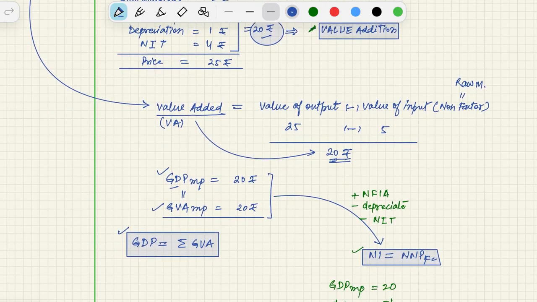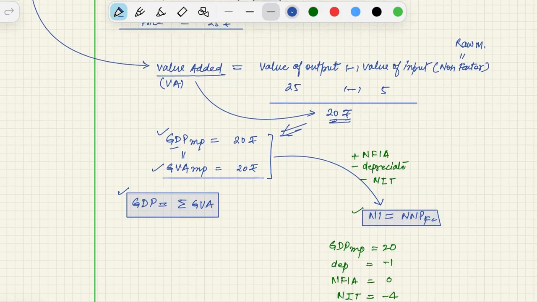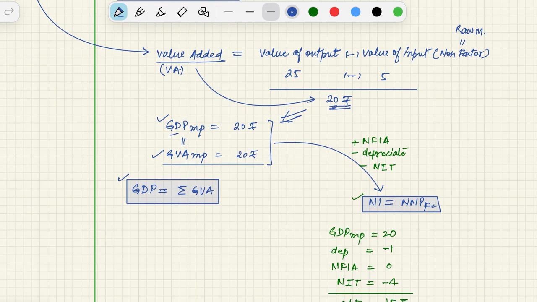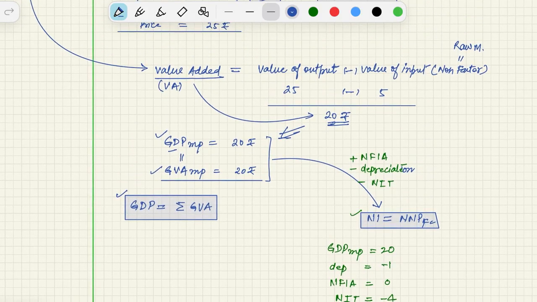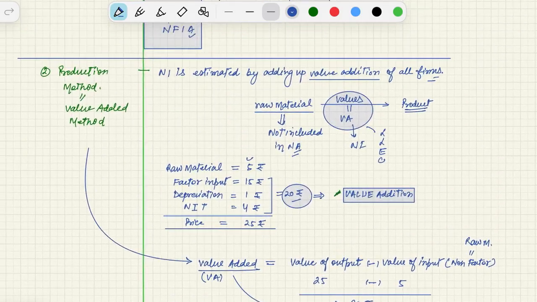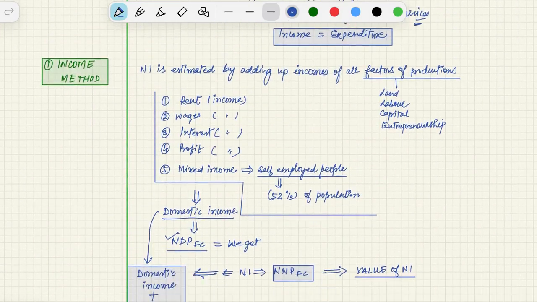And value addition is generally represented by GDP at MP or GVA at MP. Okay, and through this data we can calculate the national income by subtracting depreciation and net indirect taxes, and by adding net factor income from abroad. So that was the second method. So we have discussed the production method and the income method.